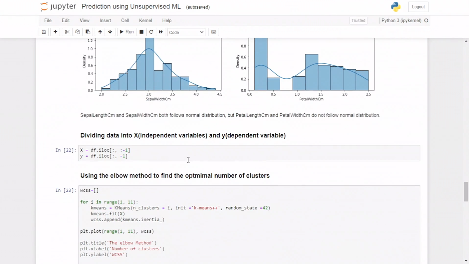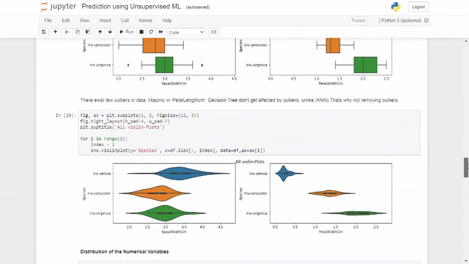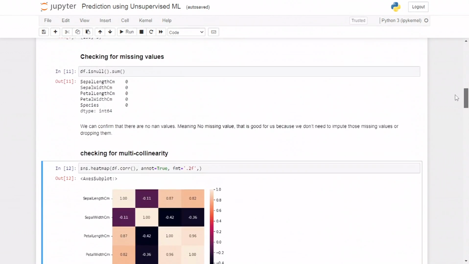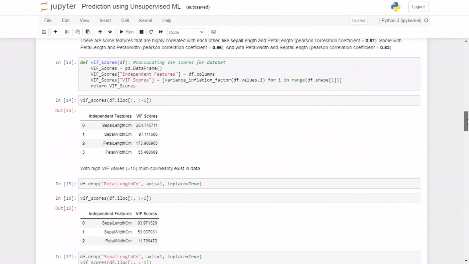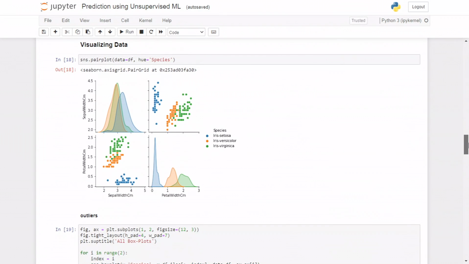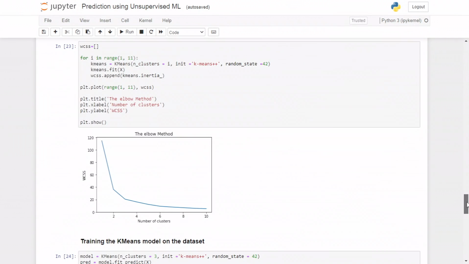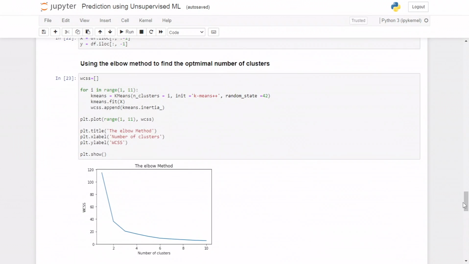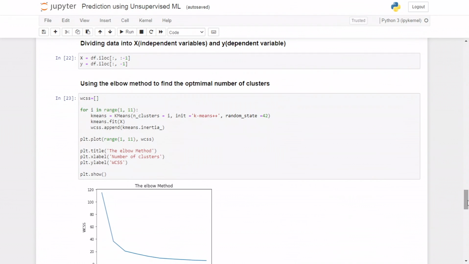We are dividing the dataset into two parts, x and y. X is independent and y is dependent, and our y is species, which species it belongs to. We are going to predict that using clustering. As we don't know how many clusters there are in the data, we are using the elbow method to find the number of clusters.